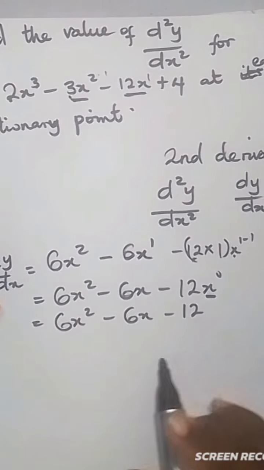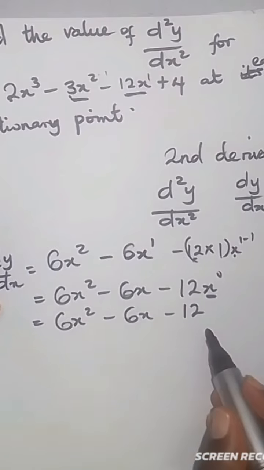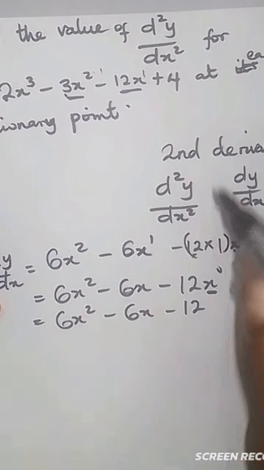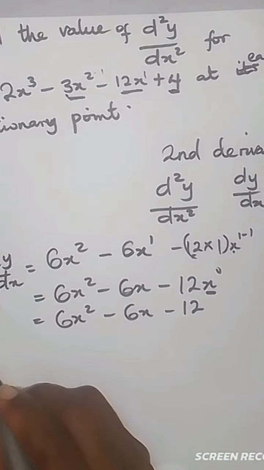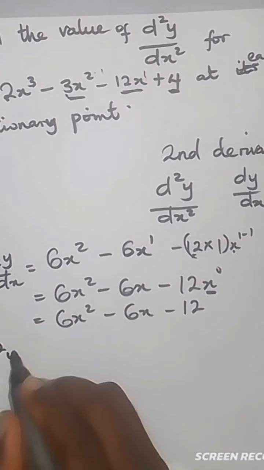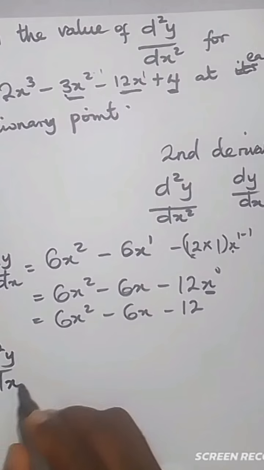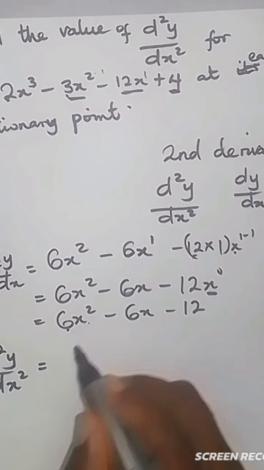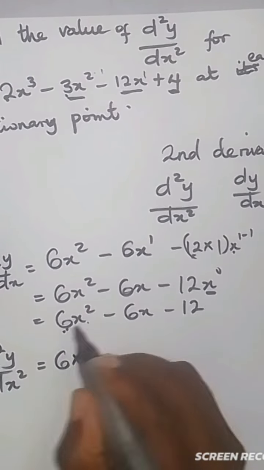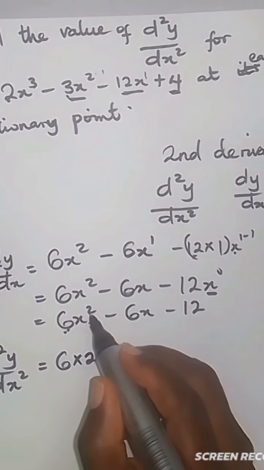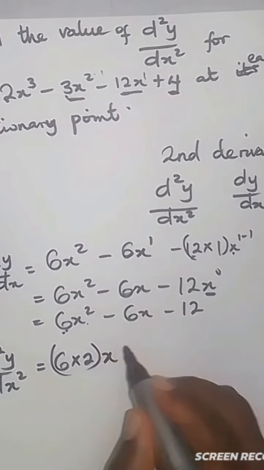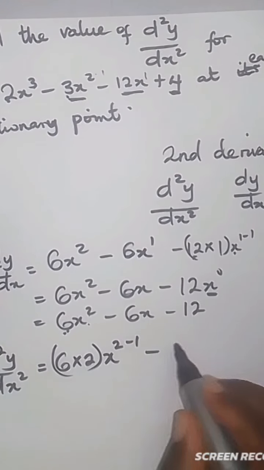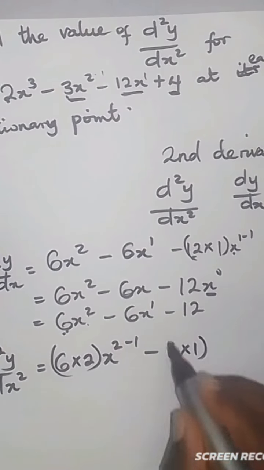So now, with this, we can solve for the second derivative. I told you that when we're differentiating, the constant turns to 0. So for our second derivative, we are going to have d squared y over dx squared. How do we solve this? We still do the same thing here. We multiply the power by the coefficient, then reduce the power by 1. This is 6 times 2, minus 6 times 1 raised to power 0.